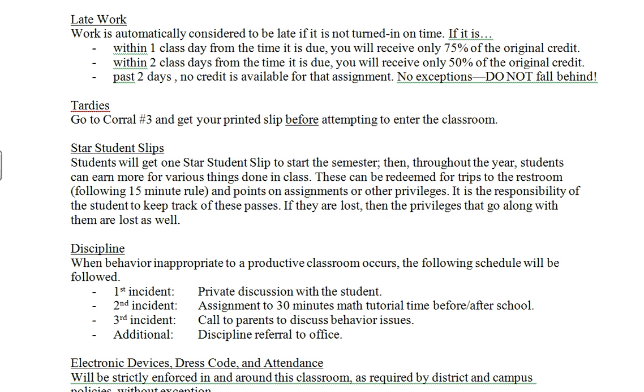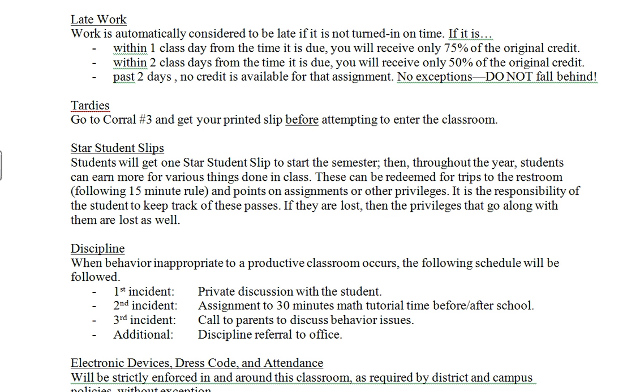Okay, you hold on to your star slips. You can use them for things like trips to the restroom, and there's also availability for turning them in for points on assignments and stuff like that. Okay, but it's your responsibility to keep track of them. If you lose them, don't have any of them, or you don't participate in class, so you don't ever get any of them, things like that, then you don't get those privileges.